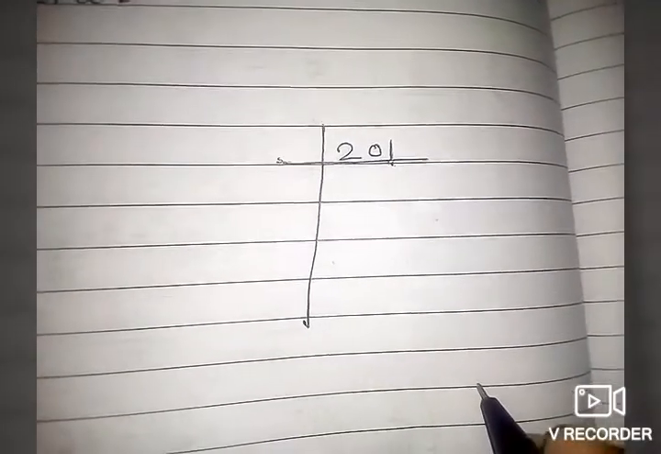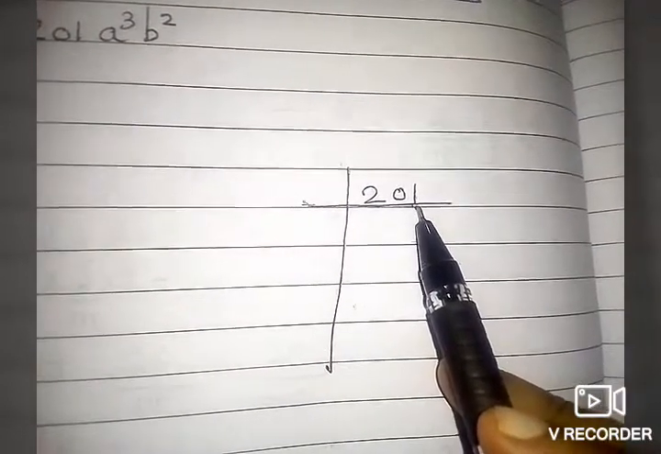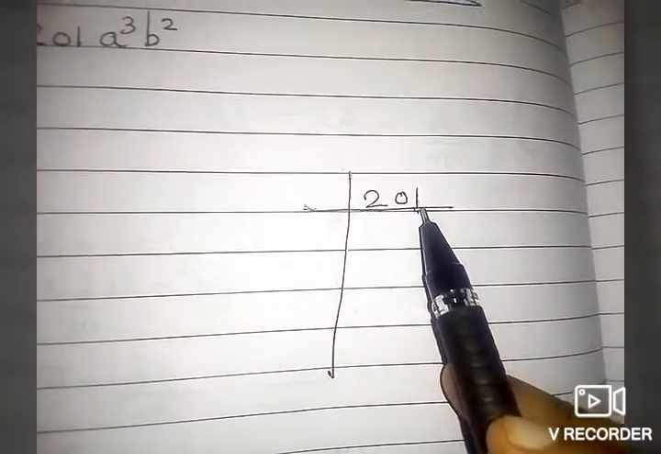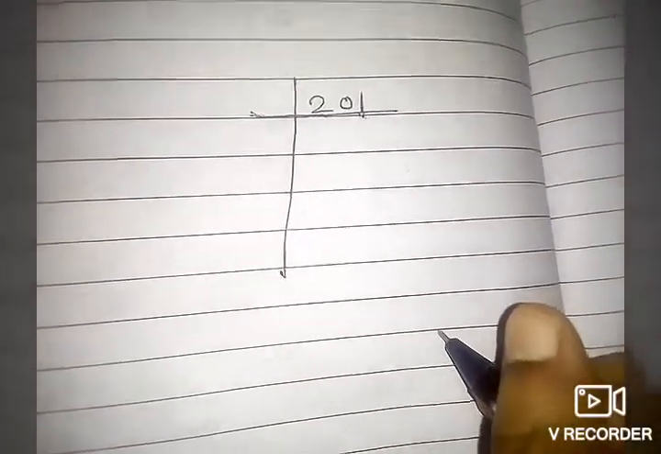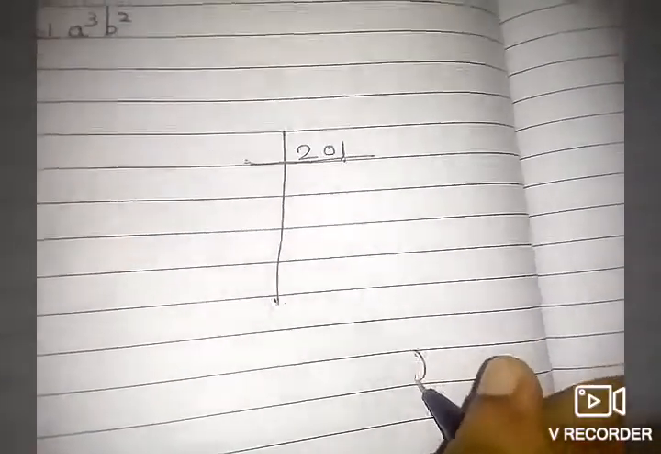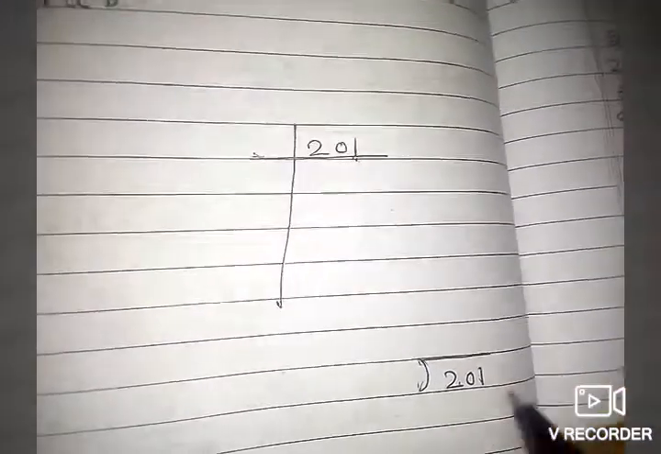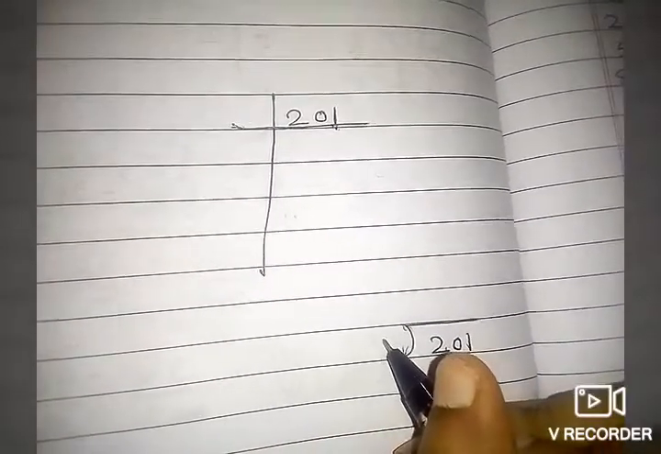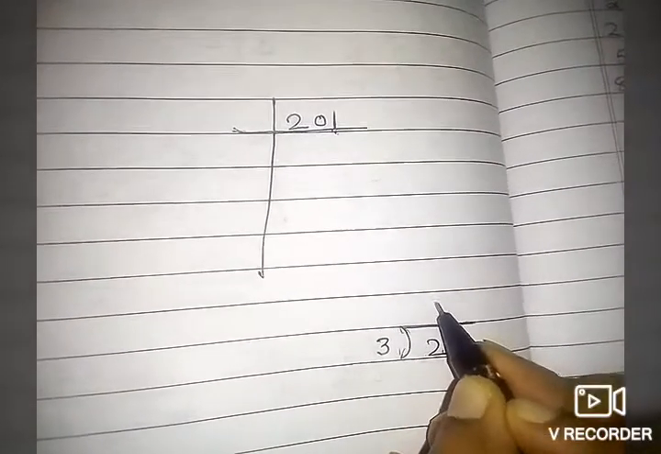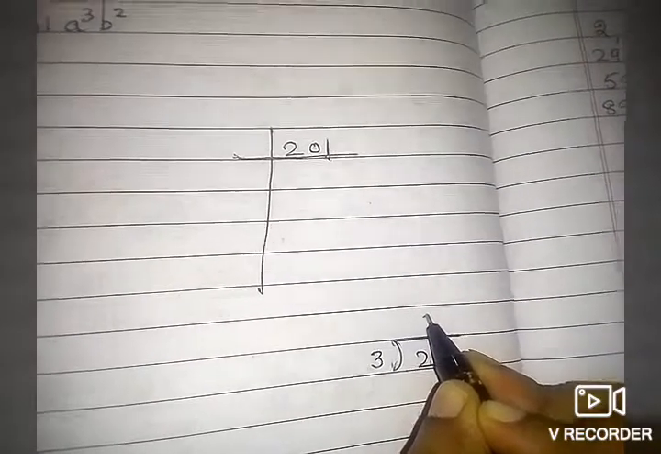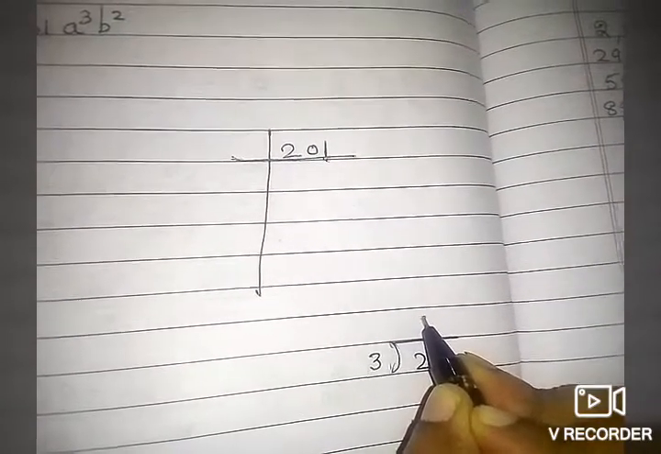So check now the 3 table. Unit place 1 is not divisible by 2. It is not divisible by even numbers. So you have to start checking odd numbers. 201. Okay. Divide by 3. Say the 3 table. Whichever comes last and small, you have to write that.